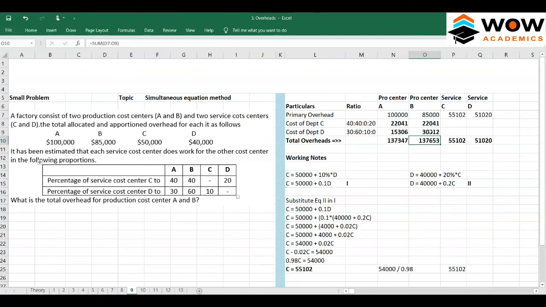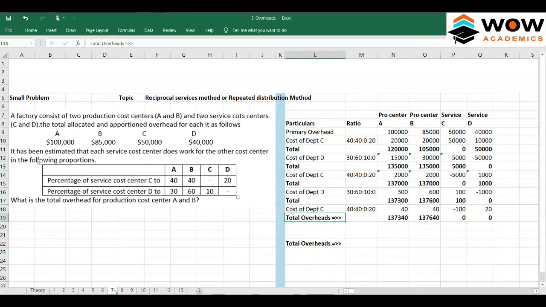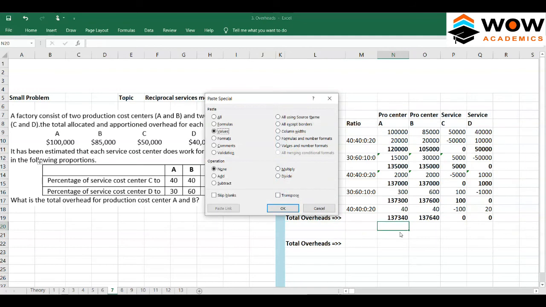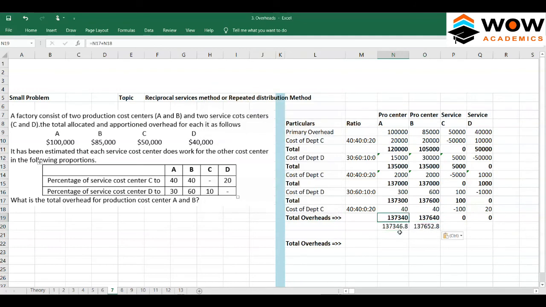So we got the answers. The answer which you got here, we can compare. This answer will be very similar to the repeated distribution method answer here. So let's see whether they are the same. See, here it is 1,37,340. Here it is 1,37,346. So only like 2-3 rupees difference. And here it is 1,37,640. It is 1,37,52. Okay. So these answers are correct.